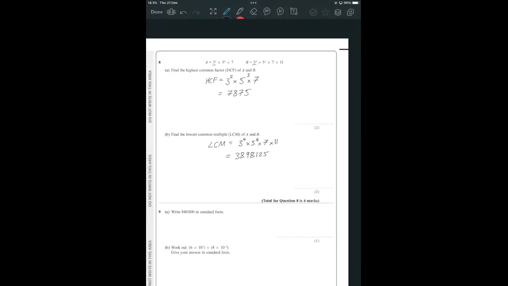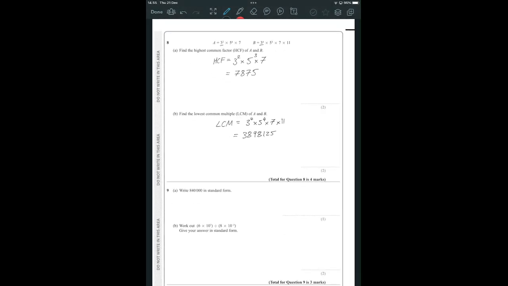3,898,125. And if you do think of your other methods of HCF and LCM, they would have been completely unreasonable if you turned A and B back into normal numbers.